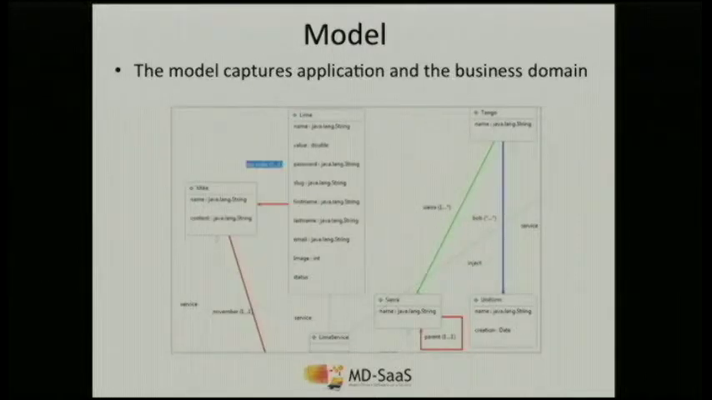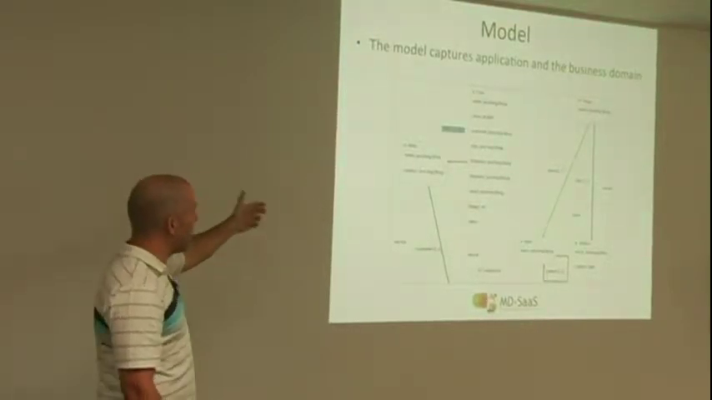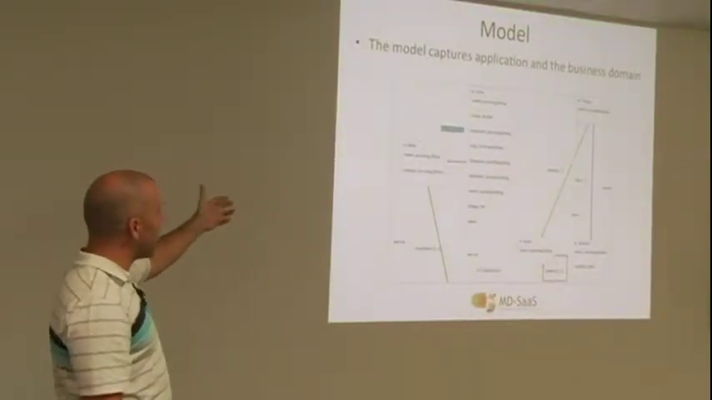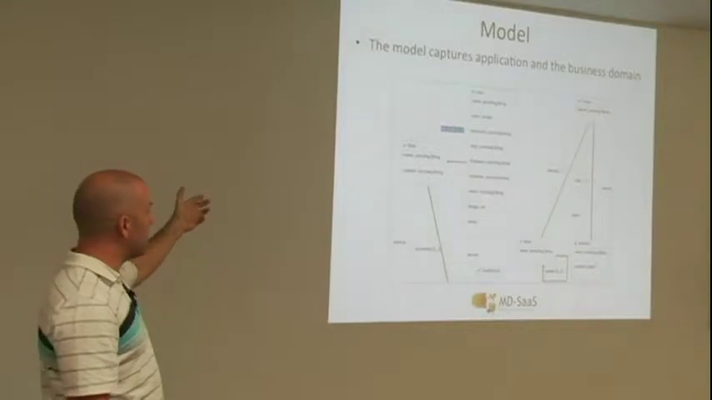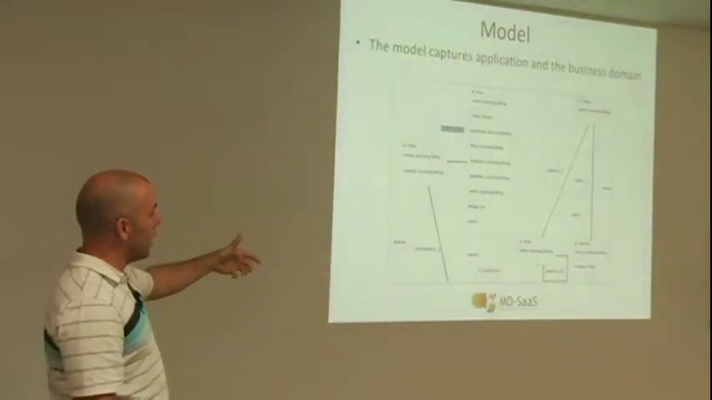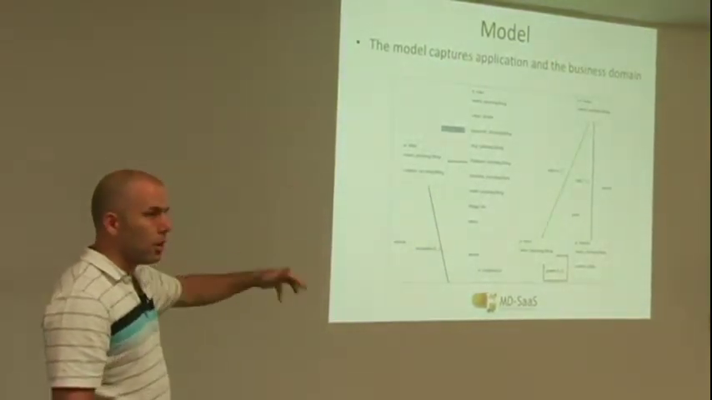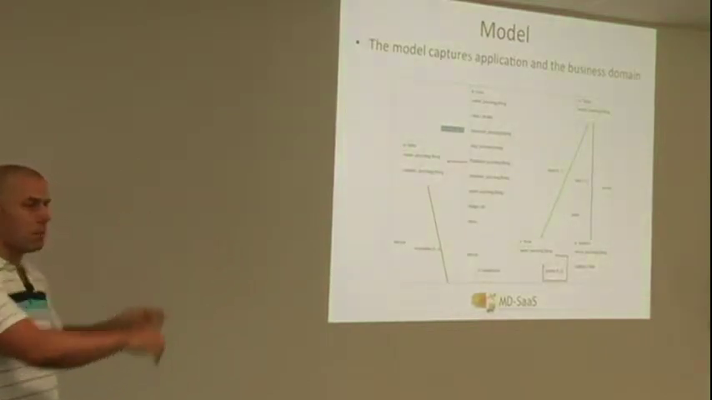So here's one of our basic models. You can see the names here. I'll just use the phonetic alphabet. You've got a lemur and a mic, and there's a one-to-one relationship between those. You've got a tango and a sierra. A sierra has a self-reference, and these sorts of things. You end up creating models like this.